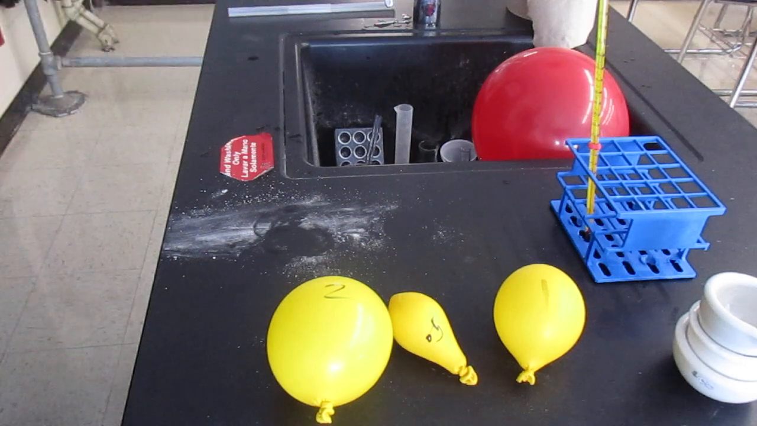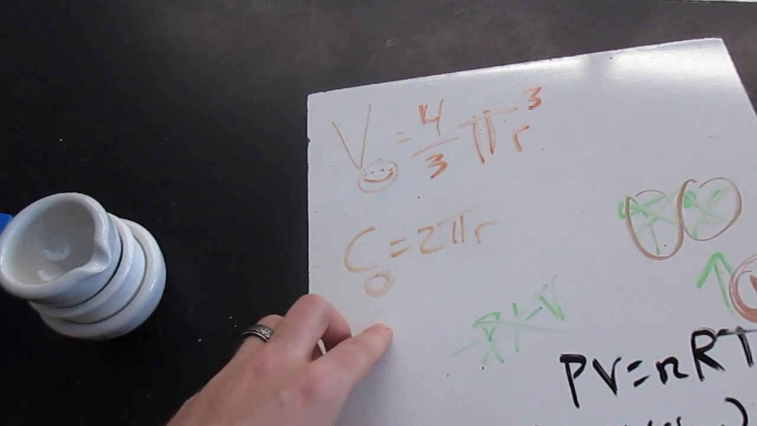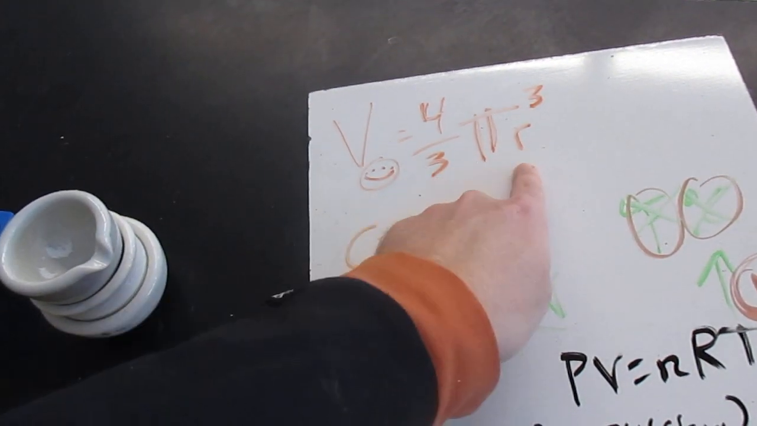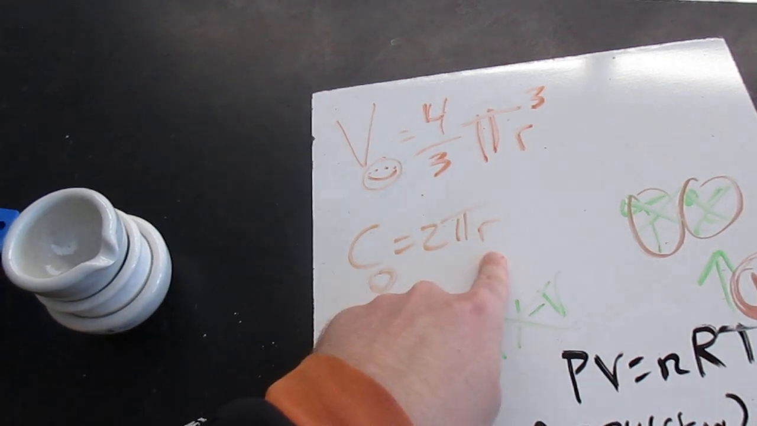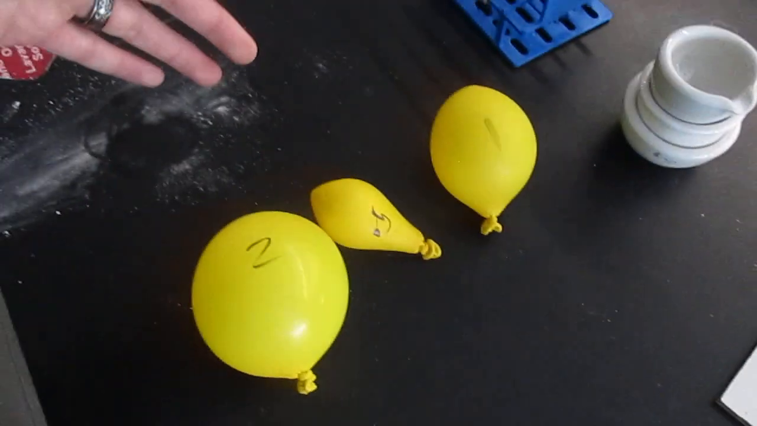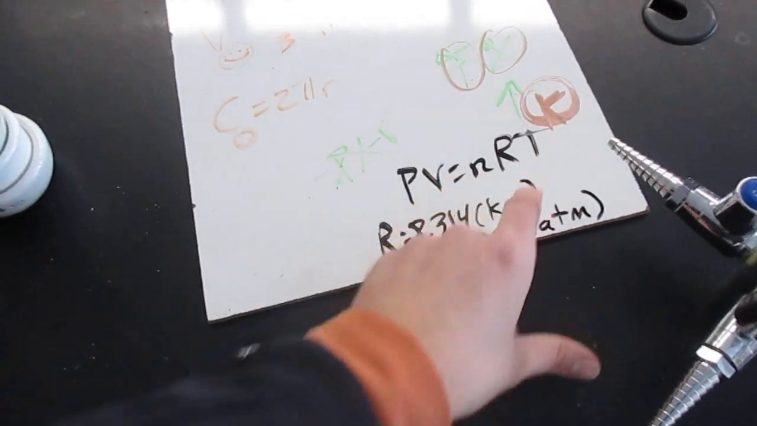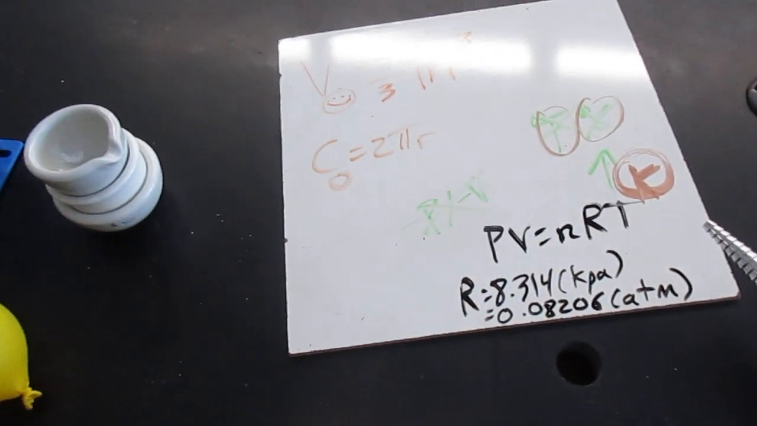Now that we have the circumference, I'm going to have you guys figure out the radius. Again, the equation's in the worksheet, in the form. And then after we have that radius, we can go from circumference, radius, plug this in, and you get the volume of these 3, and will allow you to calculate the moles.